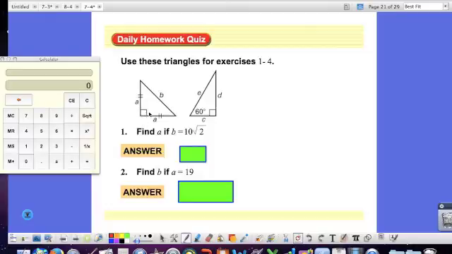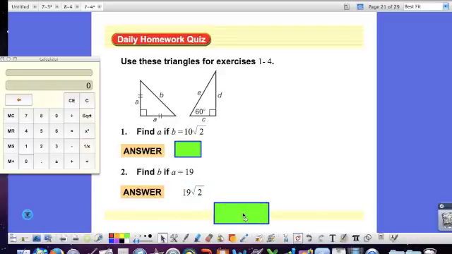Quiz. Find A if B is 10 radical 2. That one's pretty easy. Because these are congruent, this must be 45, 45, 90. If this is 10 radical 2, hopefully at this point you're noticing the pattern, and A would be just 10. Now find B if A is 19. 19 times radical 2 is 19 radical 2.